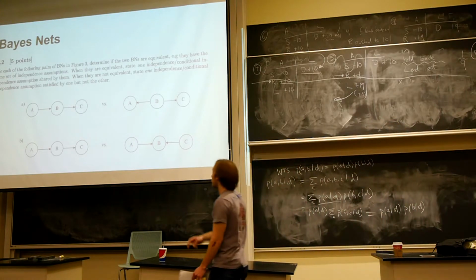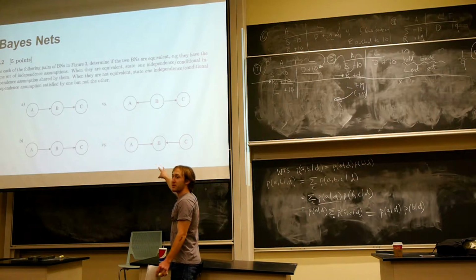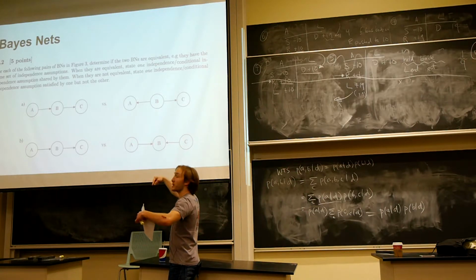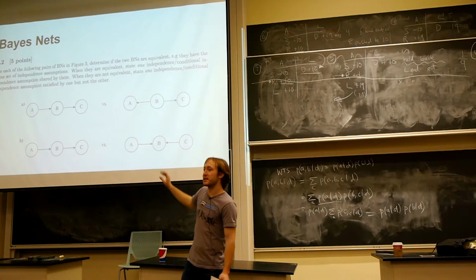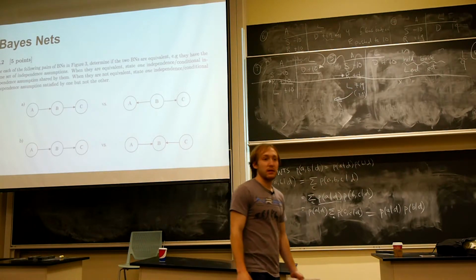So the key thing that you've got to look for is these head-to-head structures. When A and C are both pointing to B and you observe B, it causes a dependency between A and C. So that's a key thing that's not shared by the first one.